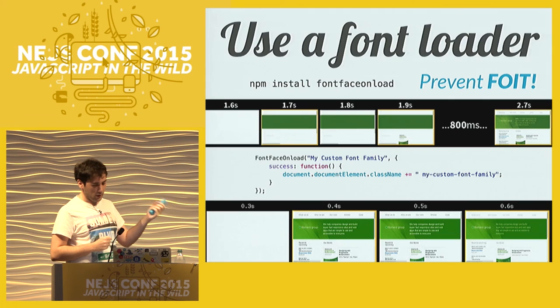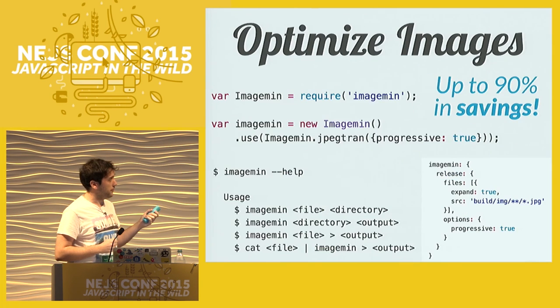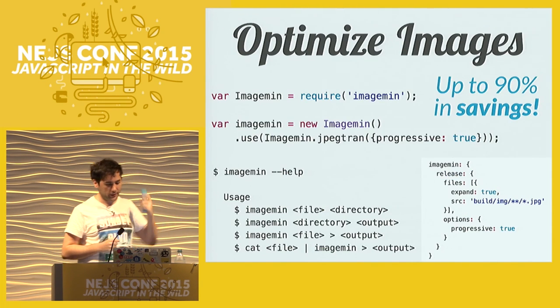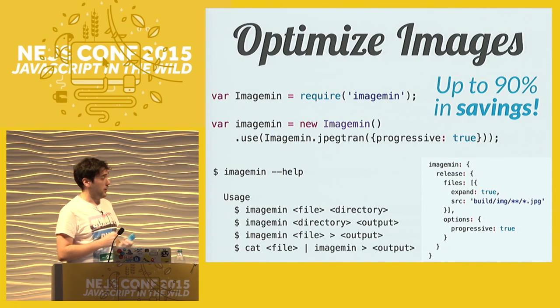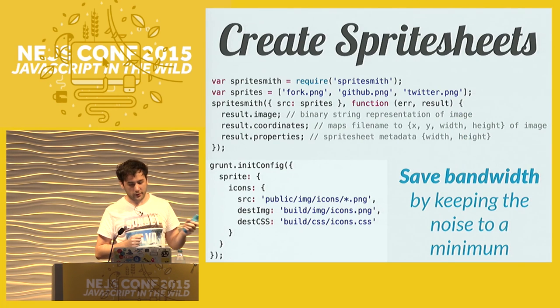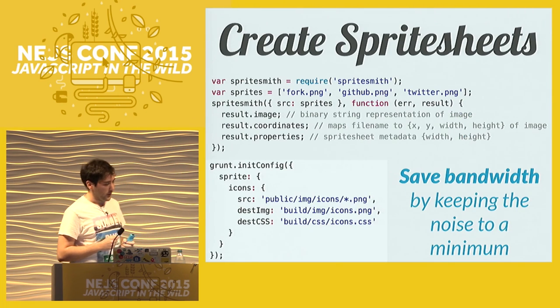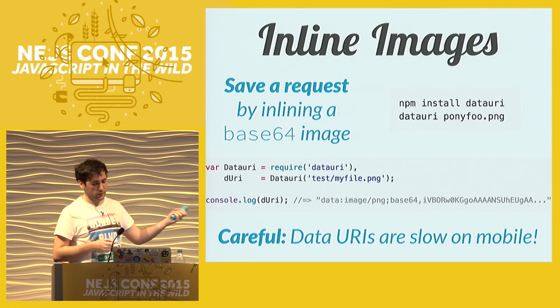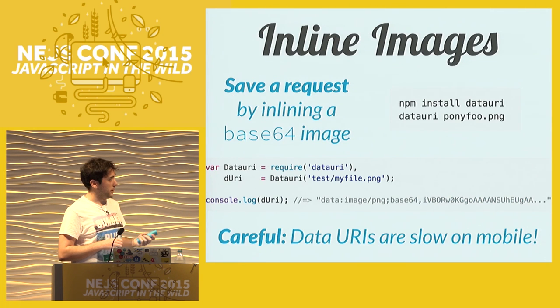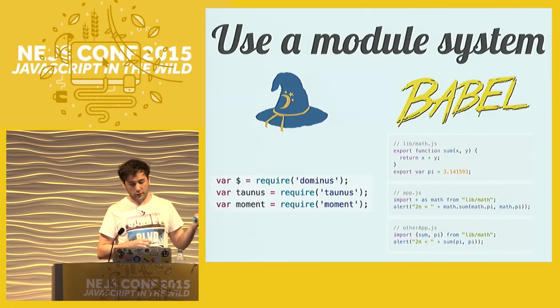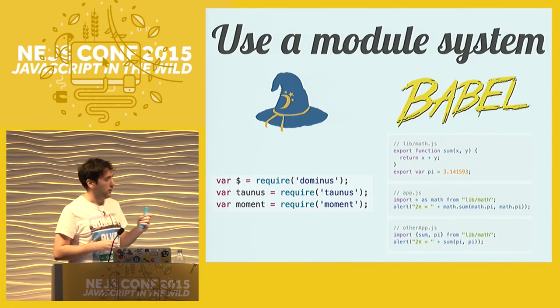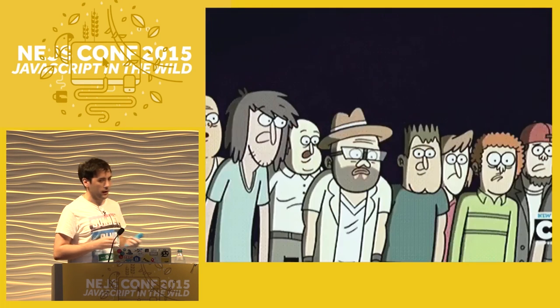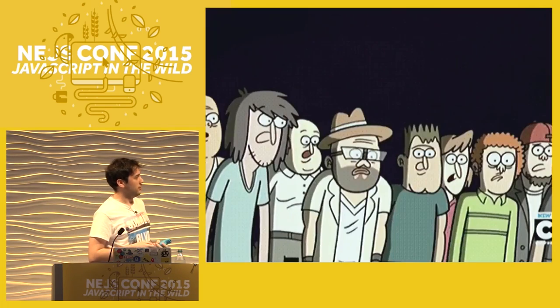Use a font loader to render the fonts asynchronously. Optimize images using imagemin. It has plugins for all types of images, so use it. You can create spritesheets using Spritesmith. It's pretty easy to use, CLI, API, whatnot. Inline images with datauri, a command line tool that has an API too. You should use a module system like Browserify and Babel. And yeah, you become a goddess. Or a god.